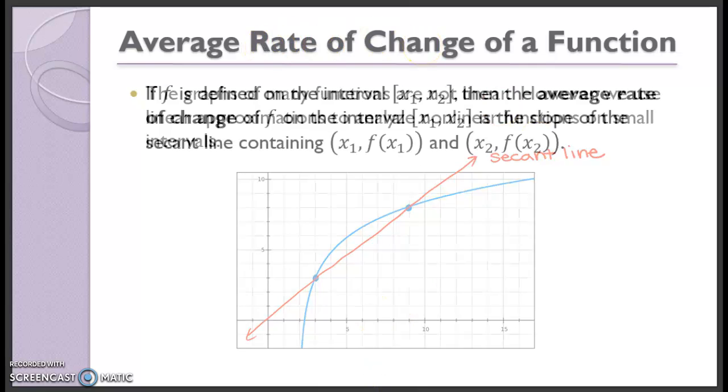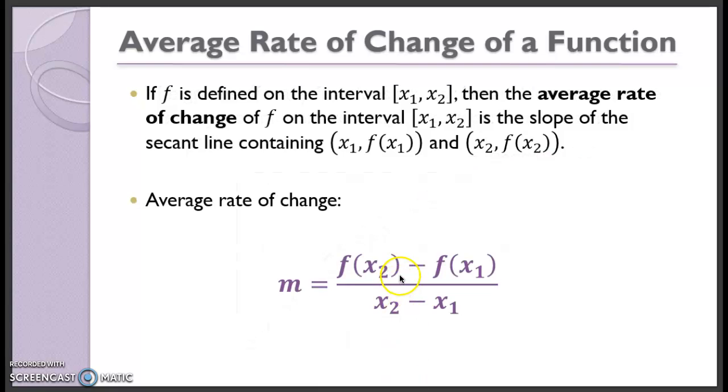So, the average rate of change of a function is the m, or slope, of the secant line between 2 points. Now, how do we find the slope between 2 points? We take the change in y over the change in x.